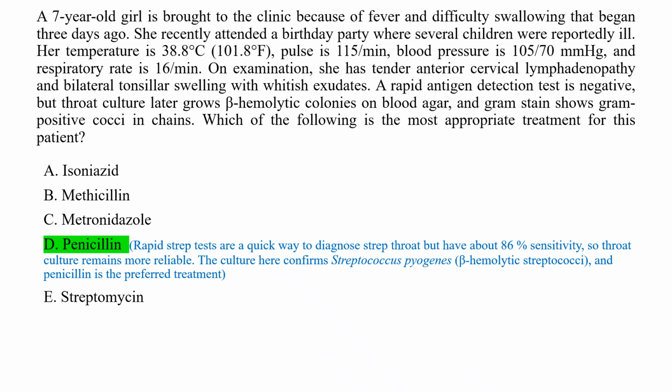Now, the rapid strep test is a useful means to quickly diagnose strep throat infections. However, the sensitivity of the assay is approximately 86%, although there are some studies reporting it as low as 70% or as high as 92%. Thus, in cases of suspected strep throat infection, a throat culture is still the most reliable method of diagnosis, and penicillin is the preferred antimicrobial for the treatment of strep throat infections.